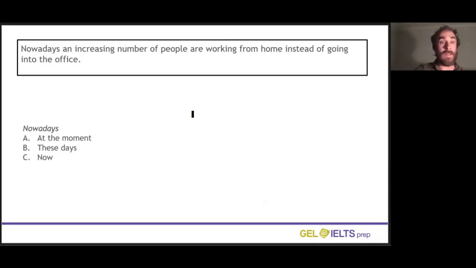Option B, these days, is a good paraphrasing of nowadays. At the moment and now really are talking about this moment we're in, whereas these days and nowadays are speaking generally.